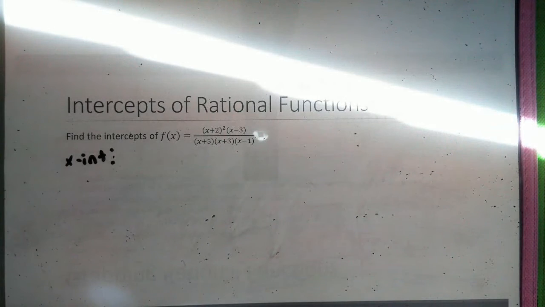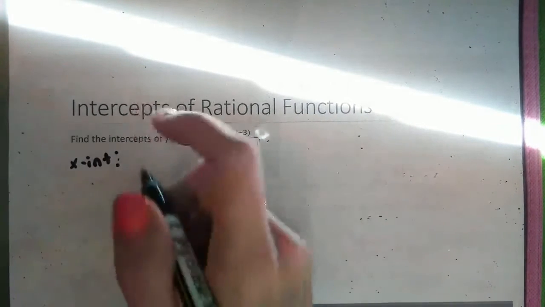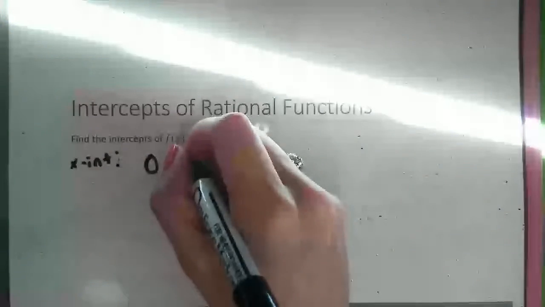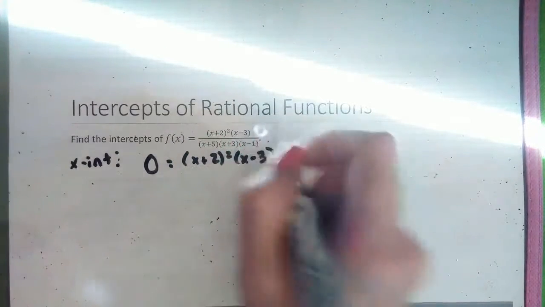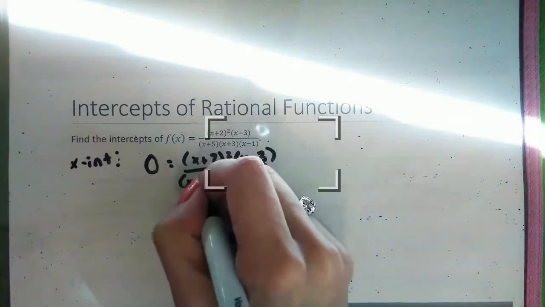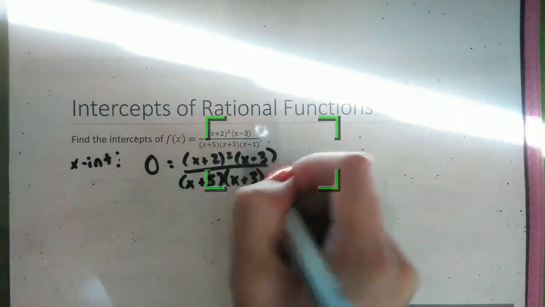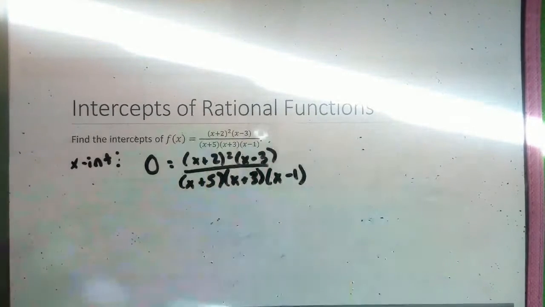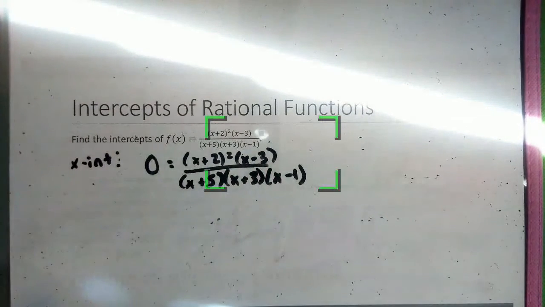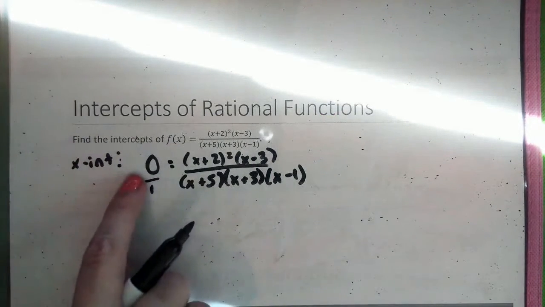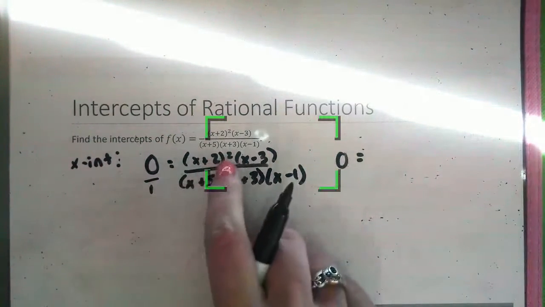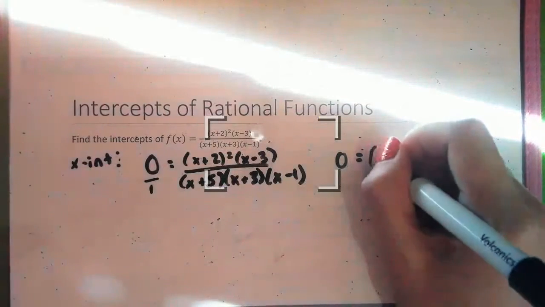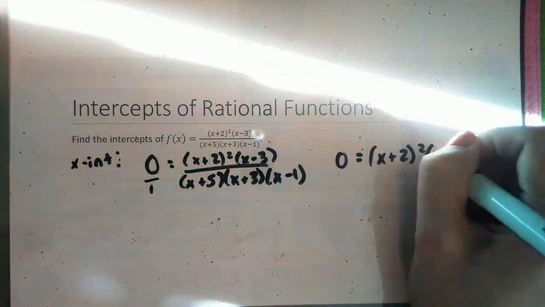To find x-intercepts, we let y be equal to 0. So I'm going to replace f of x with 0. We get 0 is equal to (x plus 2) squared times (x minus 3) over (x plus 5) times (x plus 3) times (x minus 1). If I put the 0 over 1, I can cross multiply. I get 0 times this stuff, which is 0, is equal to 1 times this numerator, (x plus 2) squared times (x minus 3).